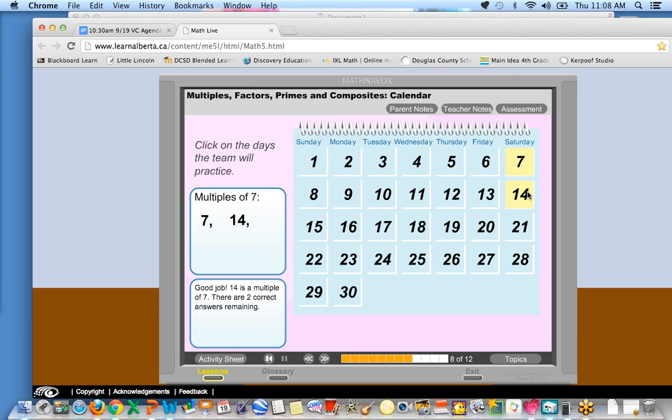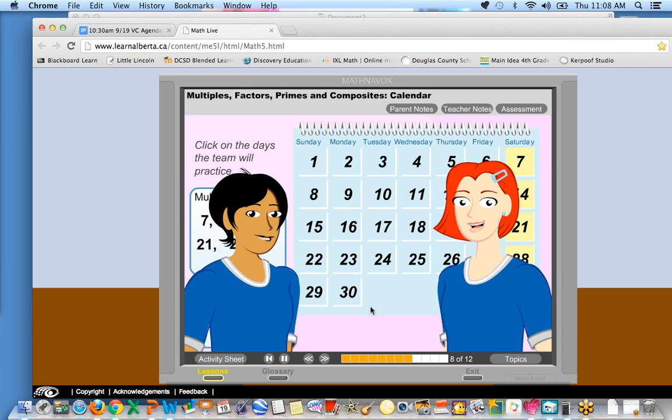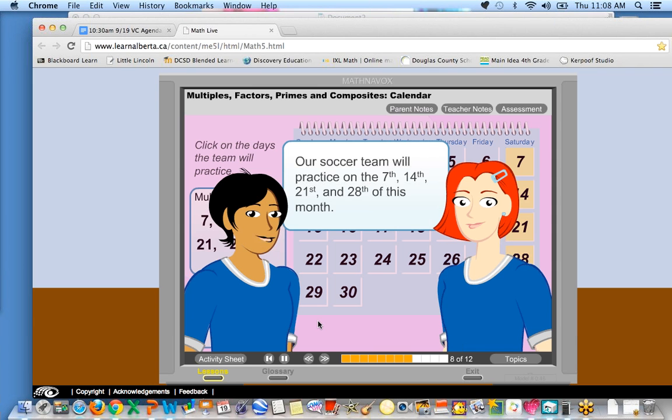7 times 1, 7 times 2, 7 times 3. 21. And 7 times 4. 28. Perfect. Great work. By finding multiples of 7, we have determined that our team has a practice on the 7th, 14th, 21st, and 28th of this month.